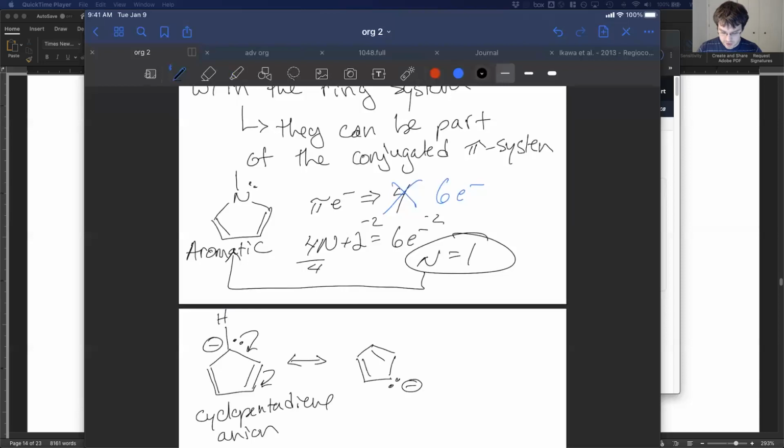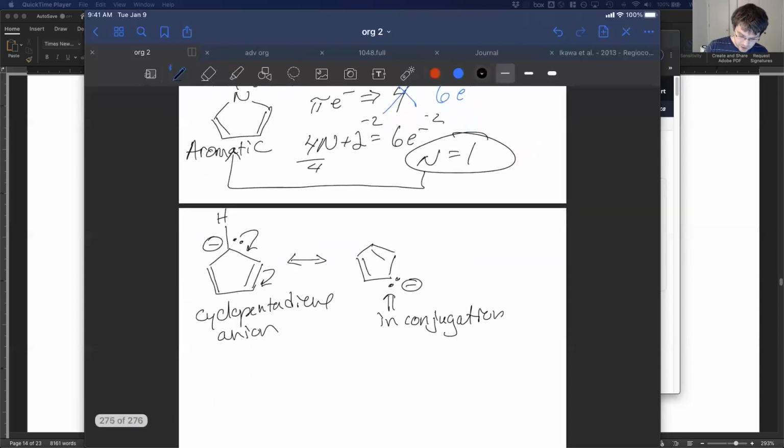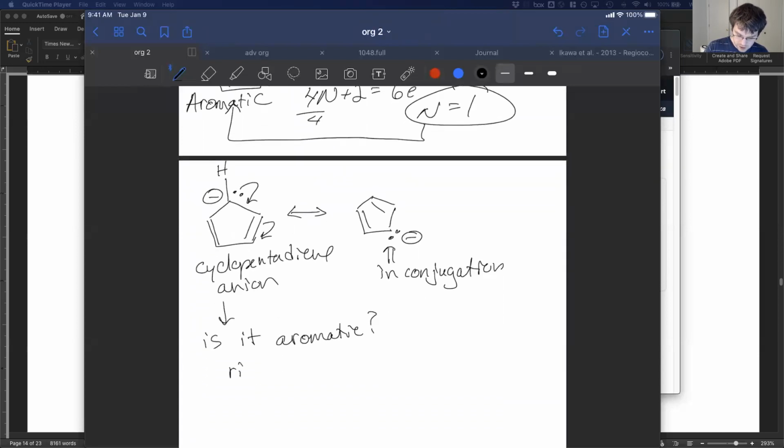The lone pair is in conjugation. And if it's in conjugation, what we can do is count it when we look at aromaticity. So is it aromatic? Well, is it a ring? Yes. Is it planar? Probably. Is it conjugated? Yeah, it's as conjugated as that nitrogen molecule from before.